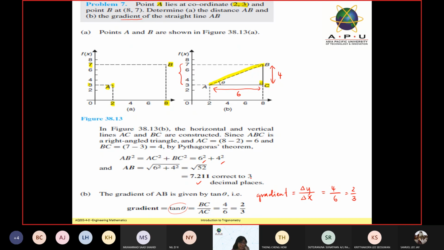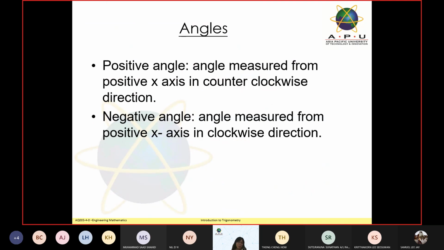As the students write in the chat box, yes, the gradient m is y2 minus y1 divided by x2 minus x1. Correct. Okay, thanks for your participation. Then we go to the next one.